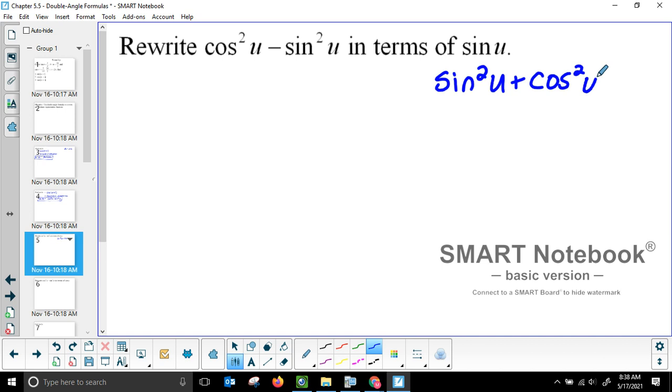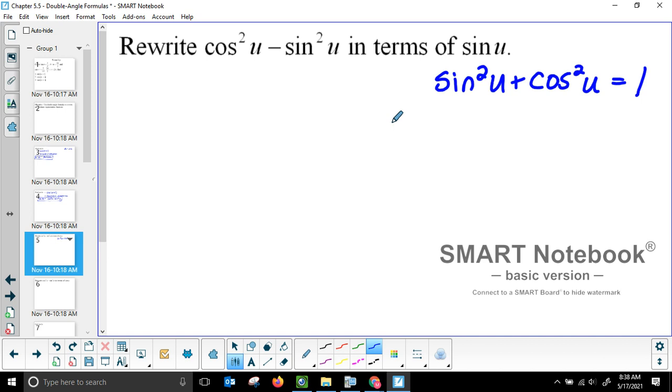If I'm trying to solve for sine u... well, no, these aren't really problems, right? We're just deriving the actual formulas. But for cosine of 2u, there's going to end up being three different formulas. This being one of them, and we're about to find one of the other ones.